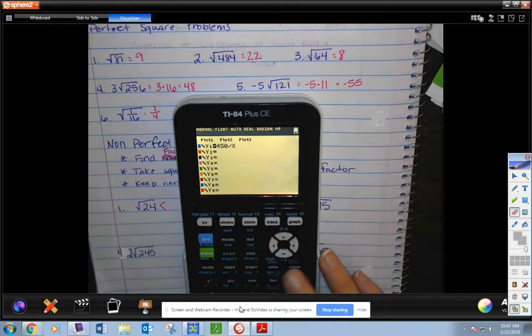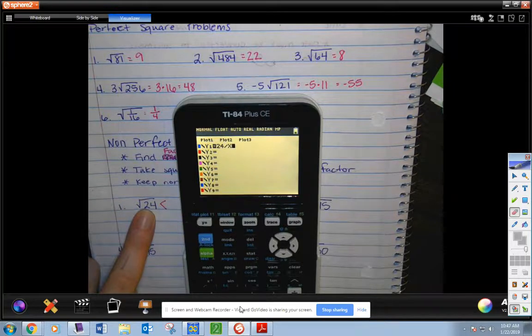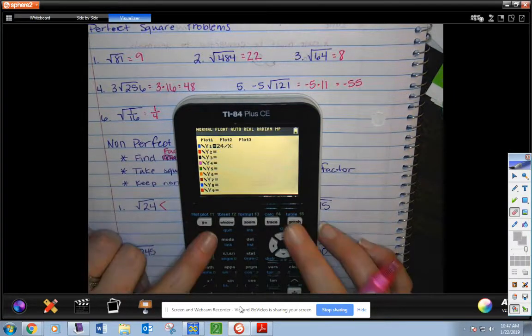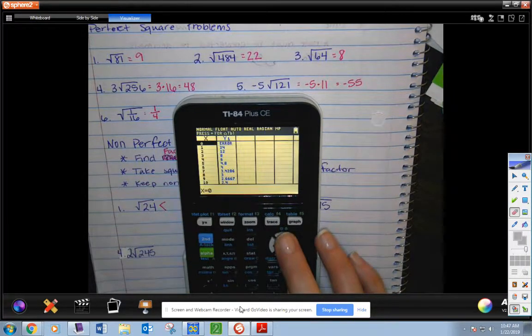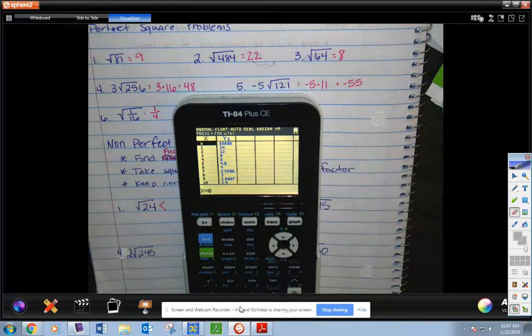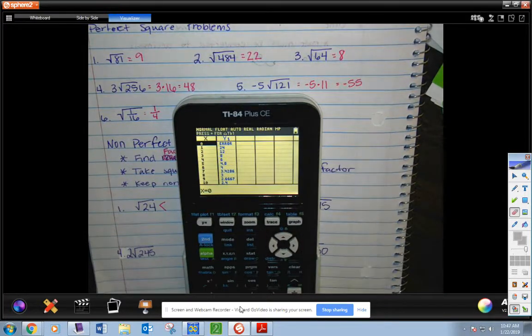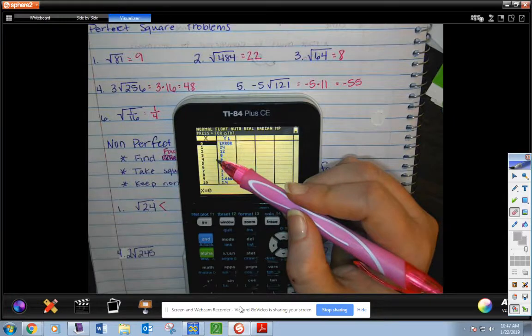We're going to go to y equals, and we're going to type 24 divided by x. So just the number under the radical and then divide by x. You're going to go to the table, and you're going to start at 0. When it says 0 in error, these are your factors. The reason it says error is that 0 times 24 is 0. So that's why it says error here. It's not going to write 0 twice.